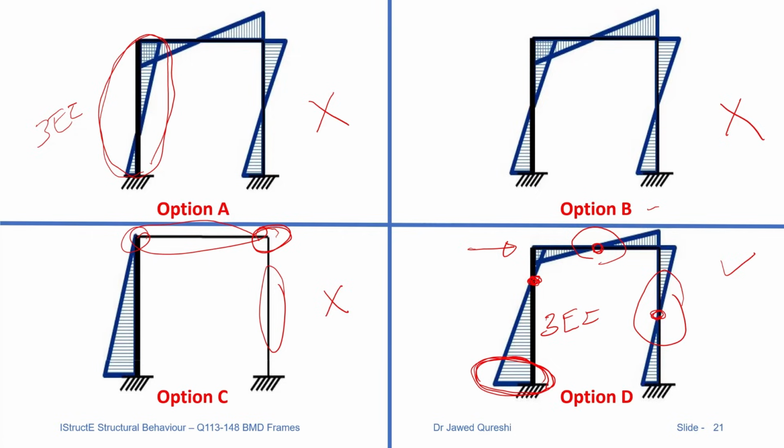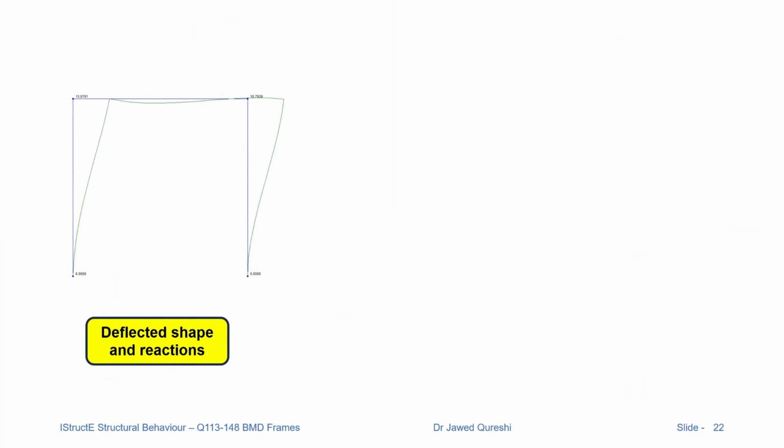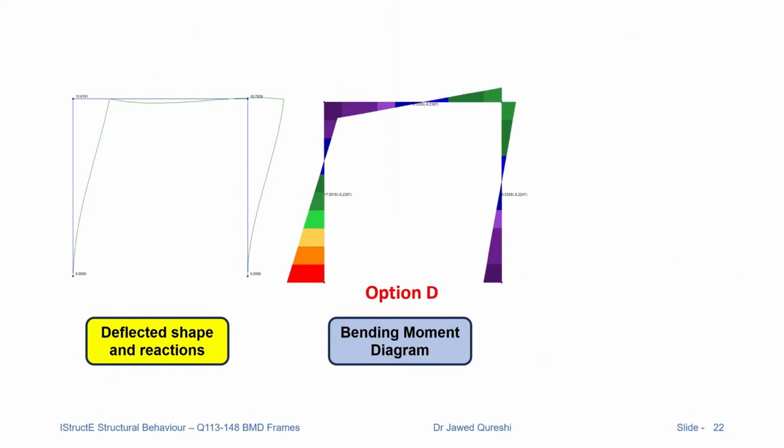So the bottom line is that structures are democratic. They distribute load to the strongest elements. So forces will be transferred to the strongest elements. Strong and stiff elements will attract more forces in structures. So option D is the correct option. This is how we draw the deflected shape, and this is how we draw bending moment.